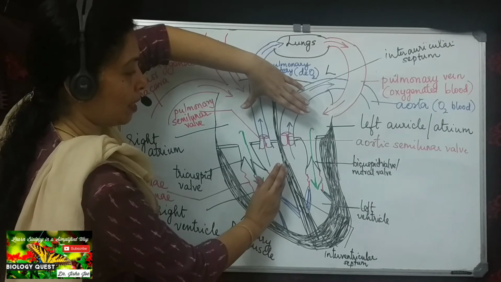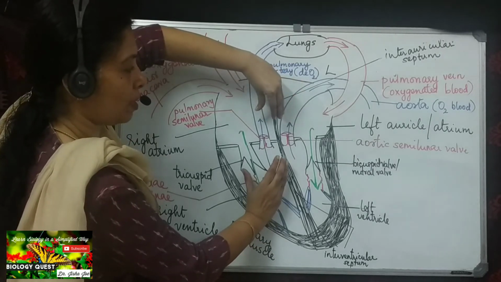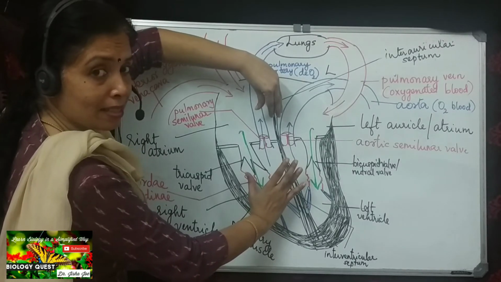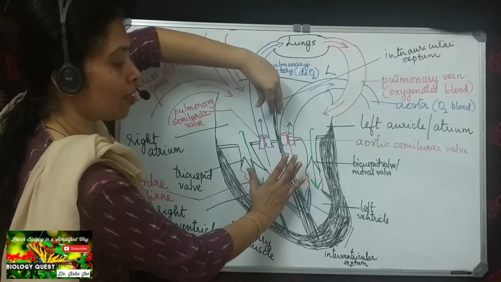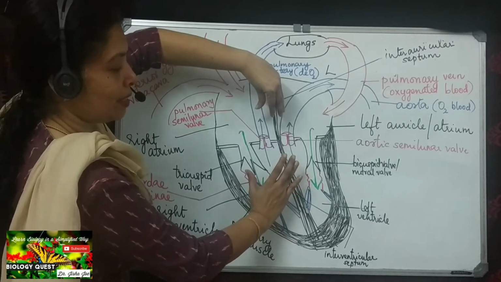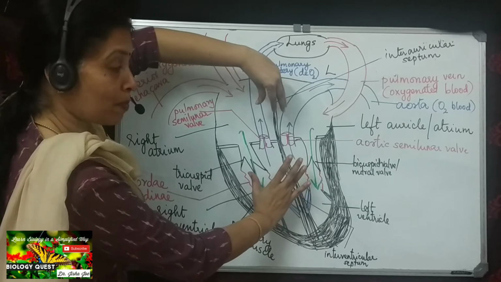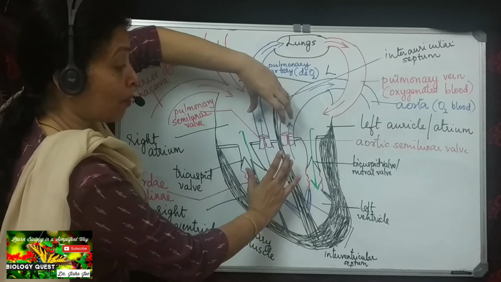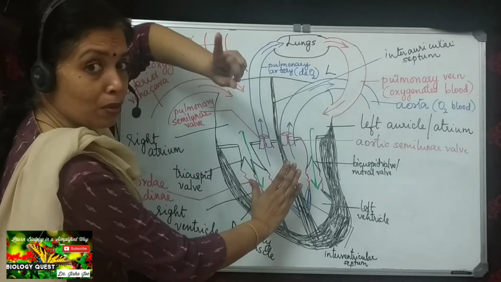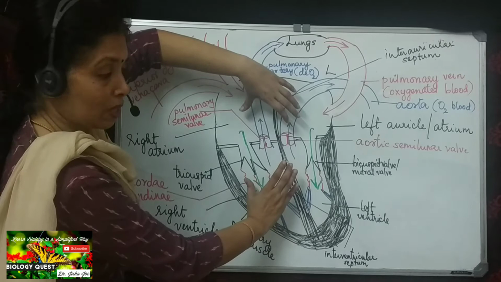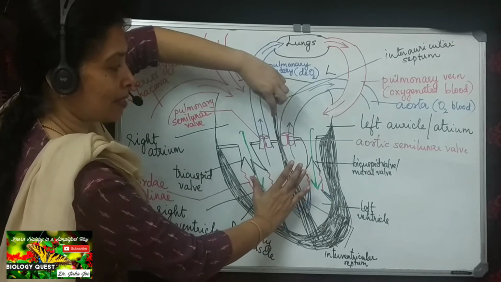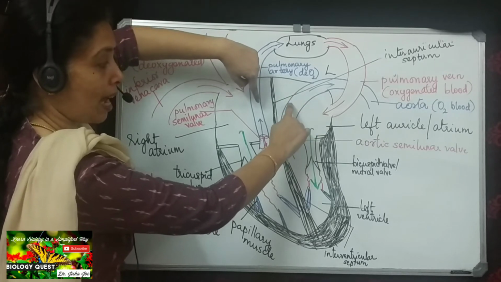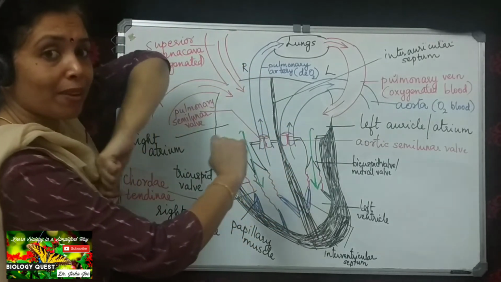Okay, now what is the next stage? Again, the auricles contract and the ventricles relax. Simultaneously it is taking place: as the auricles contract, the ventricles relax. Naturally, the blood from the auricles flows into the ventricles. But when the ventricles relax, there is also another thing that might happen. There is a chance for the blood that has entered into the pulmonary artery and the aorta to flow back into the ventricles.